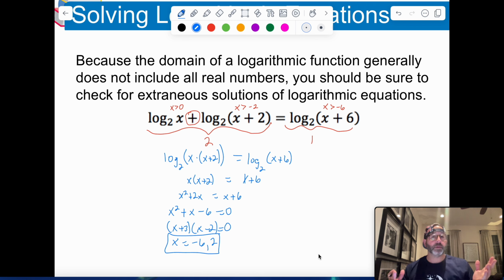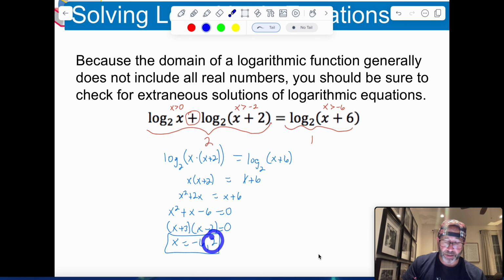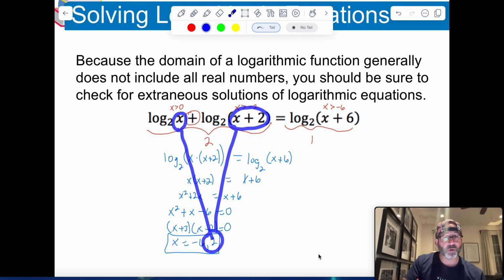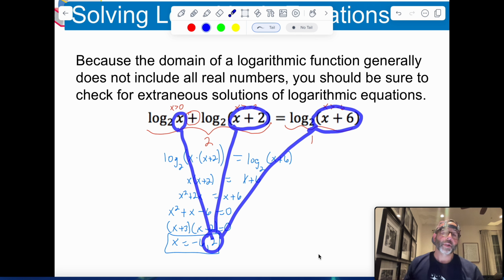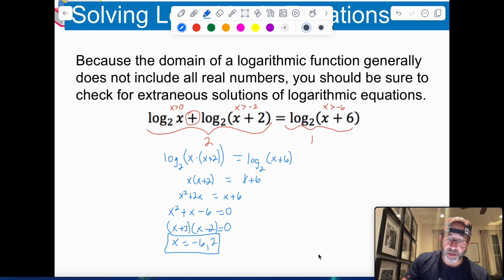Let's check it. Let's see if we violated our domain restrictions anywhere with any of these parts here. Okay. If I was to take a 2 and plug it in right here, we're good. It's a number that's bigger than 0. If I take the 2 and plug it in right here, we're going to have 2 plus 2, which is 4. We're good. If I take the 2 and plug it in here, we're going to have 2 plus 6, which is 8. We're good.